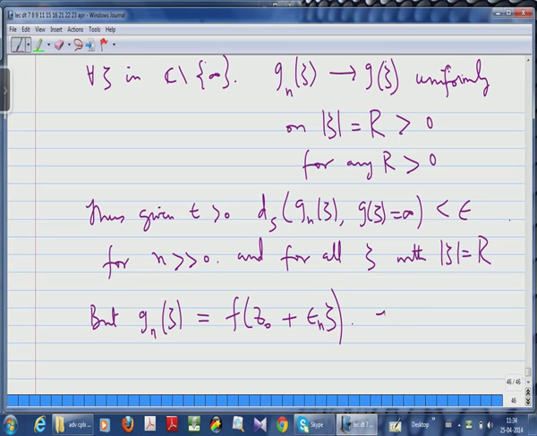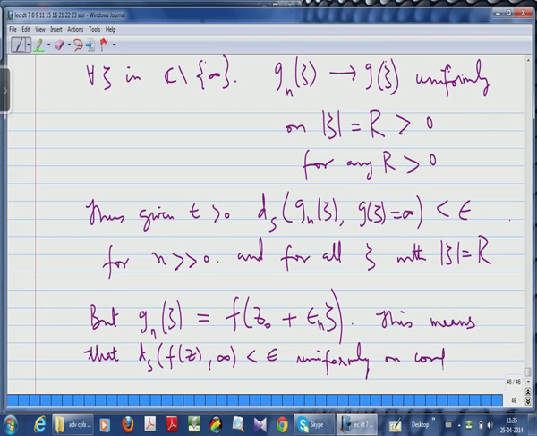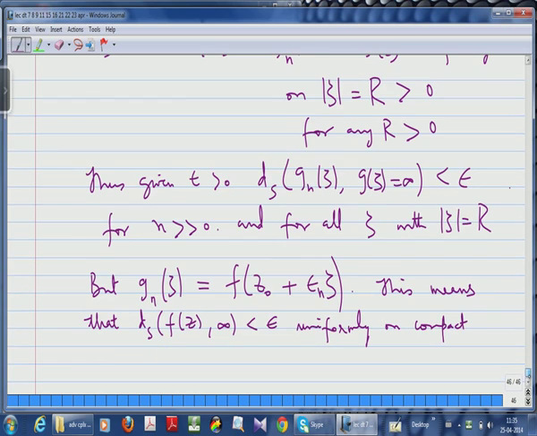So let me write this down. This means that the spherical distance between f of z and infinity can be made less than epsilon uniformly on compact subsets of mod z minus z0 less than epsilon_n, for n sufficiently large.